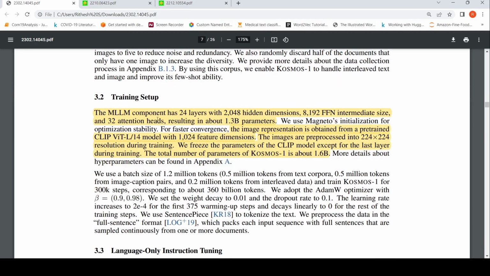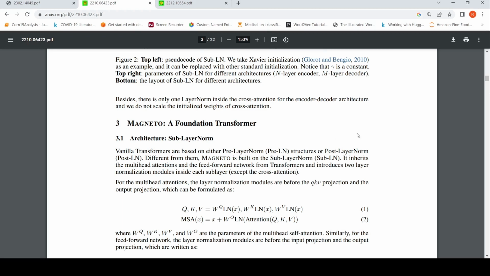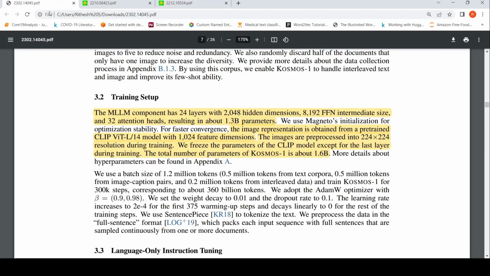This particular model has 24 layers with 2048 hidden dimensions, 8192 feed forward network intermediate size, and 32 attention heads. It is a 1.3 billion parameter model. They use a particular transformer called Magneto as the backbone. Magneto is a foundation transformer from Microsoft, and it is explained in this paper. I'll be putting the link of this paper in the description of the video.